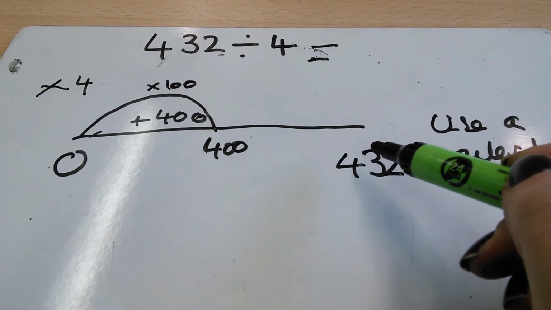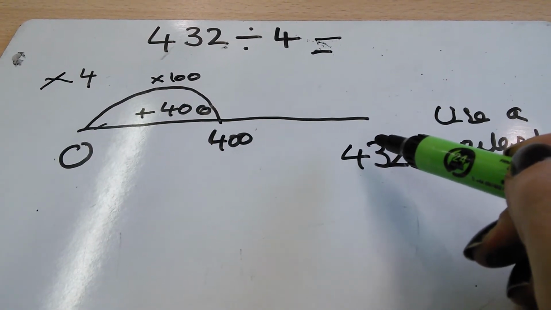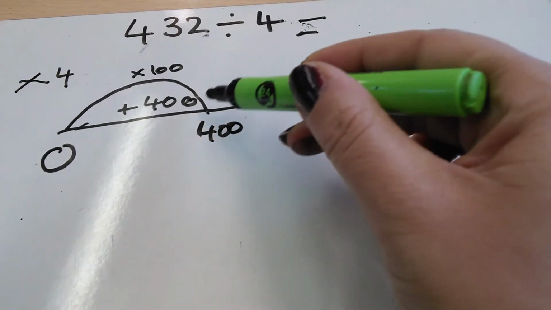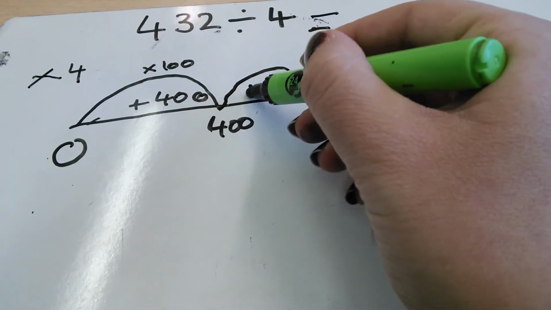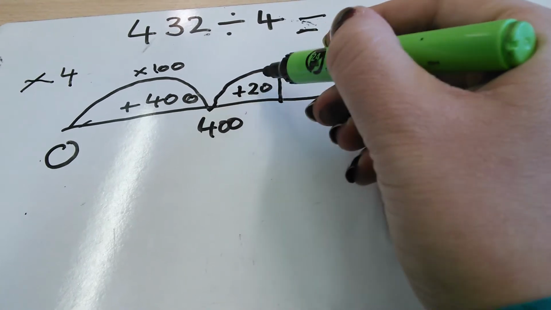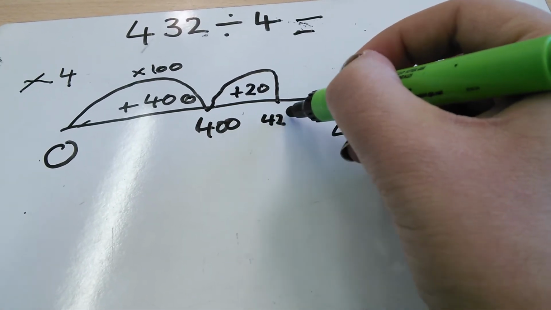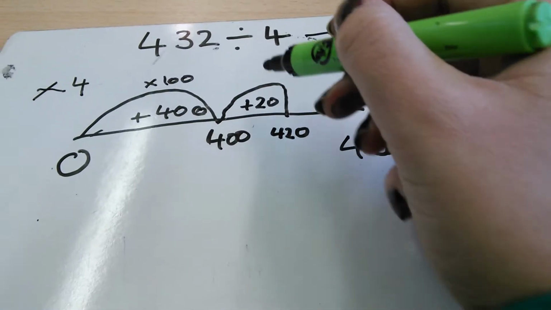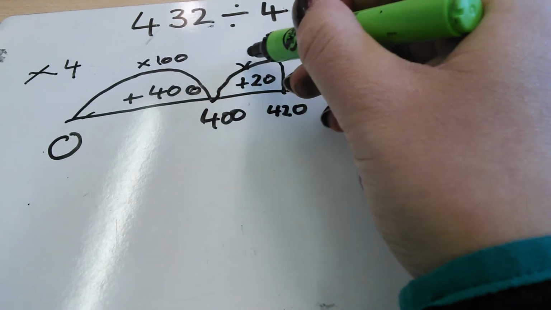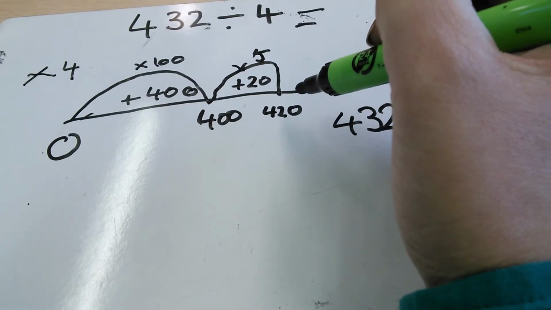Right. Oh, I need to get to 432. What's our next sensible jump? What number can we jump in that's in the 4 times tables that's some of the way? 20 is nice and easy. 20 is in the 4 times tables. So let's jump 20. And that's going to take me to 420. How many lots of 4s was 20? Yeah, it was 5 lots. Fantastic. So I'm on 420.